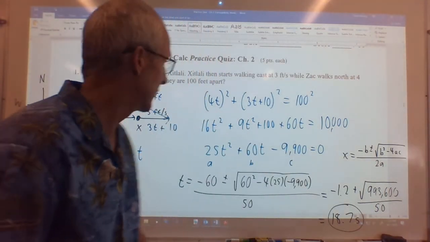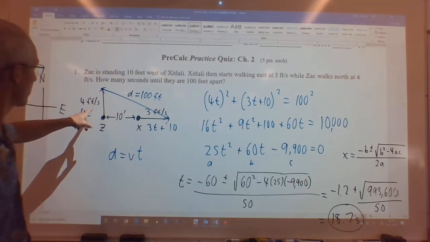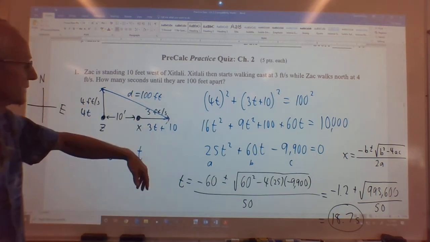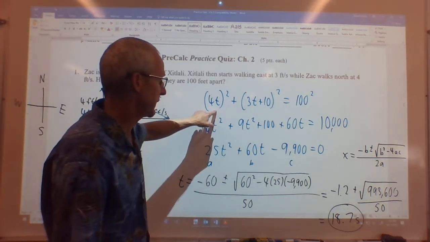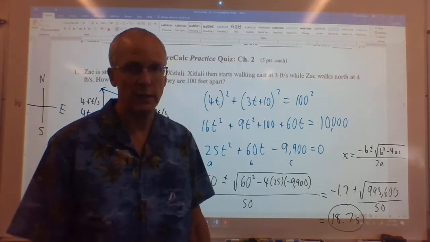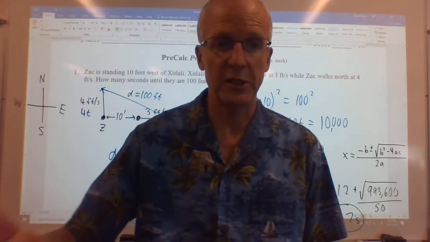Now you can check your answer. Plug that back into here, do the square root and everything, or plug 18.7 into here and here, square it out and see if you get 100 squared. On a quiz, I would do that just to make sure.